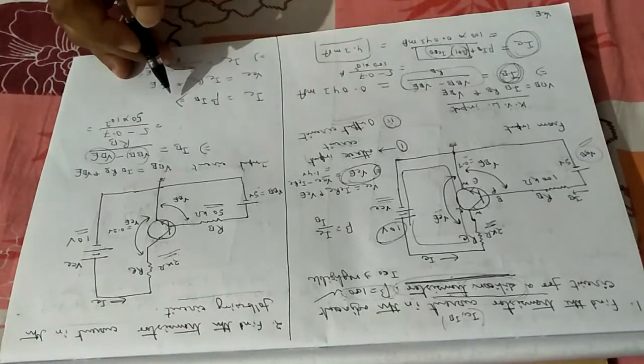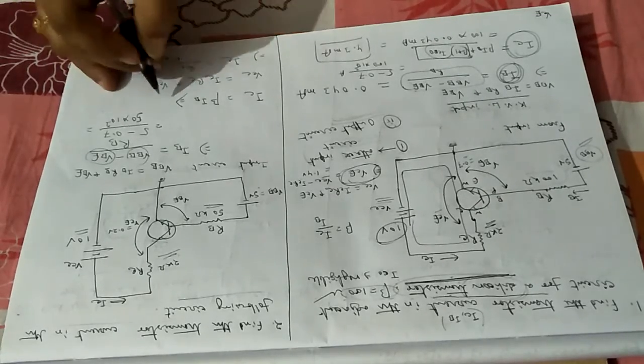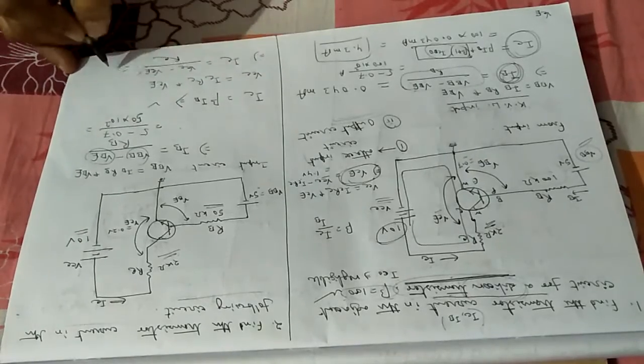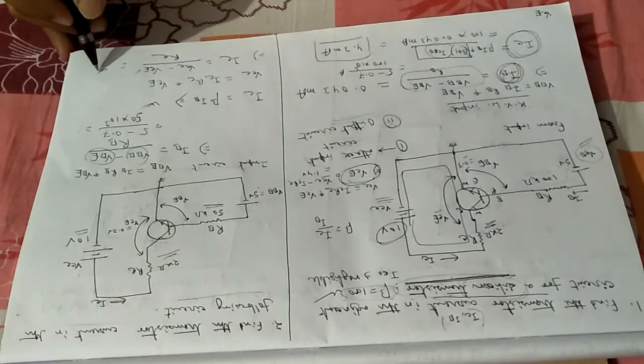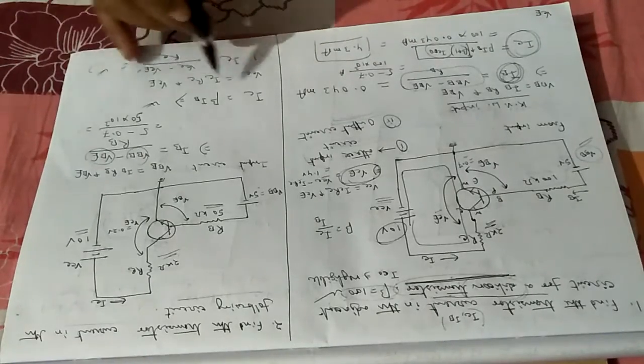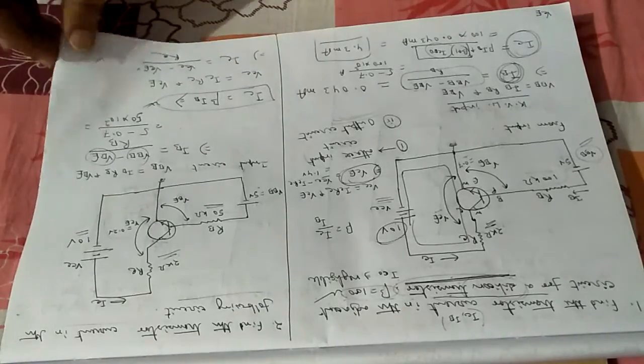But calculating the value of IC here, you will get something through this approach. You will be calculating IC and comparing it with the other IC, and from that you can tally whether the transistor is in the active region or saturation region. If the IC you calculate this way is less than the value of beta IB, then you will say that the transistor is in the saturation region.